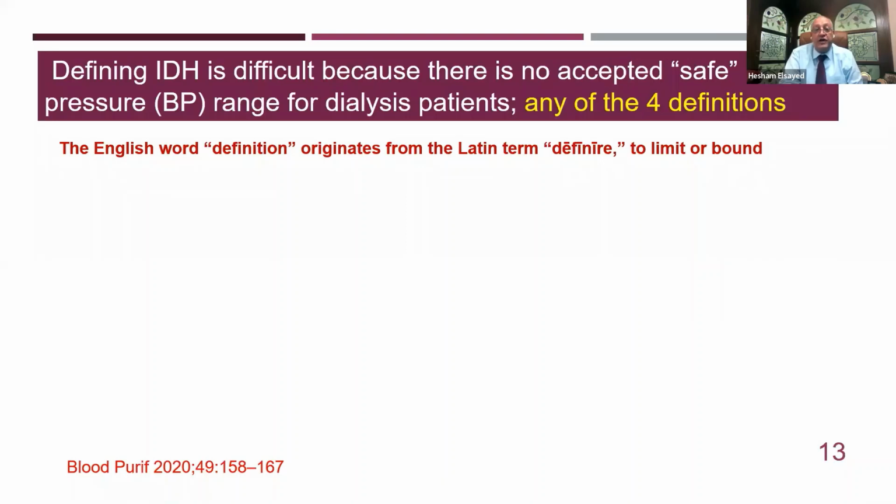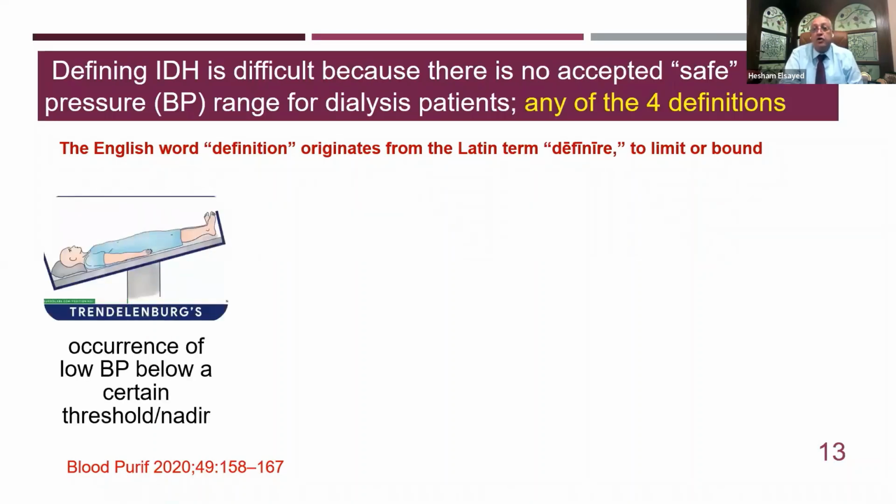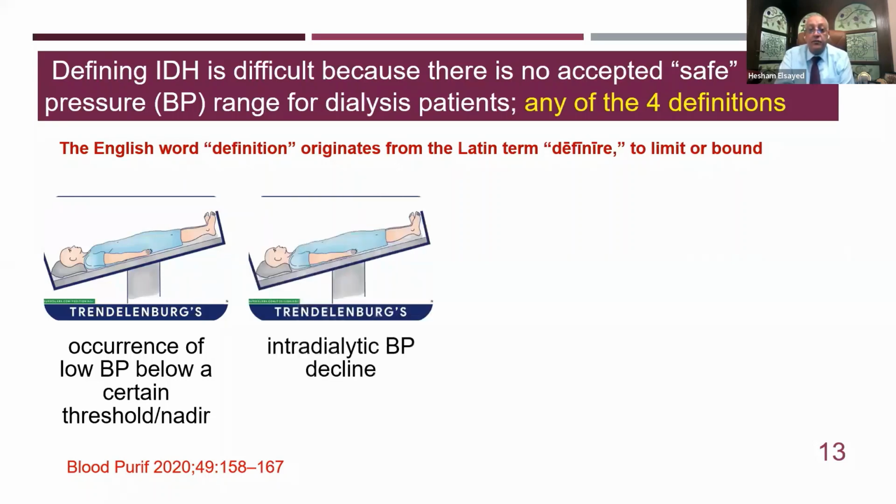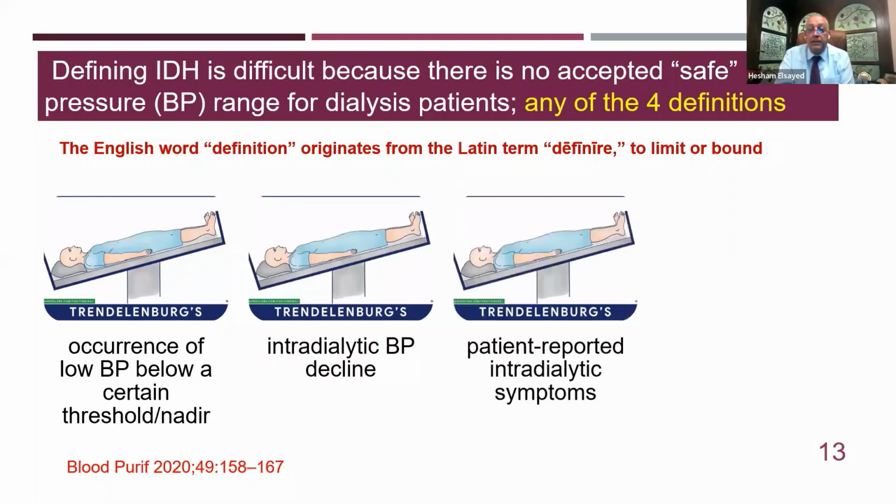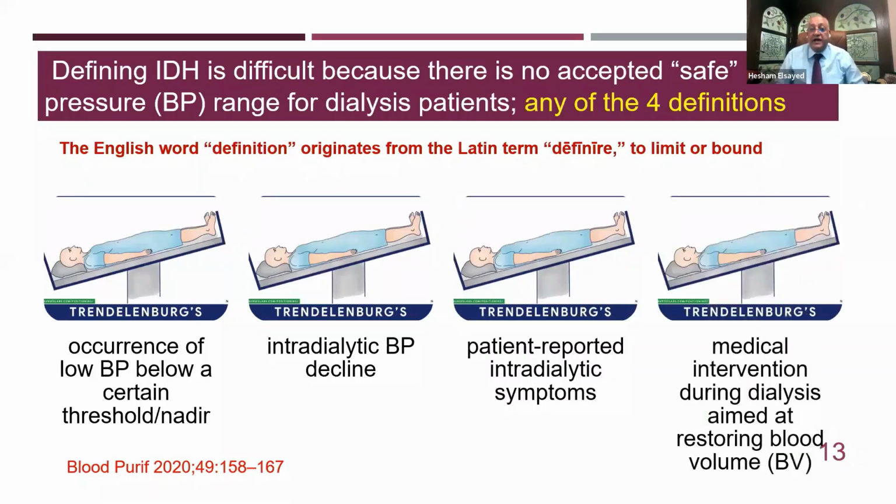So the definition of intradialytic hypotension occurs in 4 definitions. What is the definition name? The word originates from the Latin word meaning to limit or to bound. And the definition lies in between 4 categories: occurrence of low blood pressure below a certain threshold or nadir, intradialytic blood pressure control, patient-reported intradialytic symptoms, and finally, medical, usually nursing, intervention during dialysis aiming at restoring the blood volume.